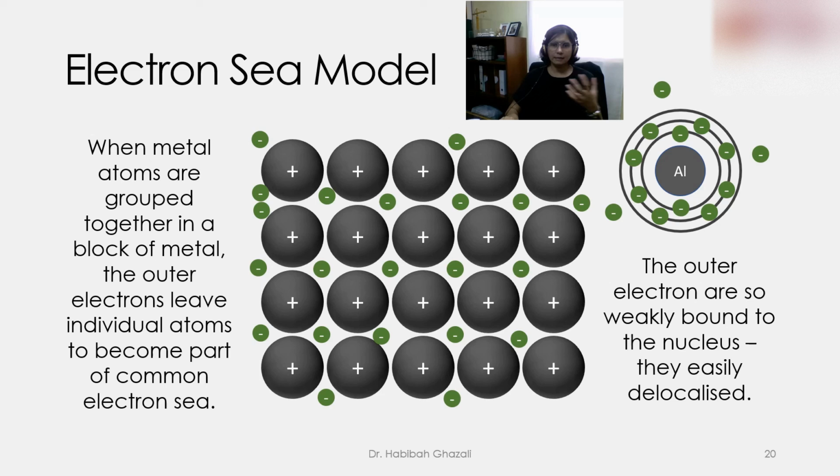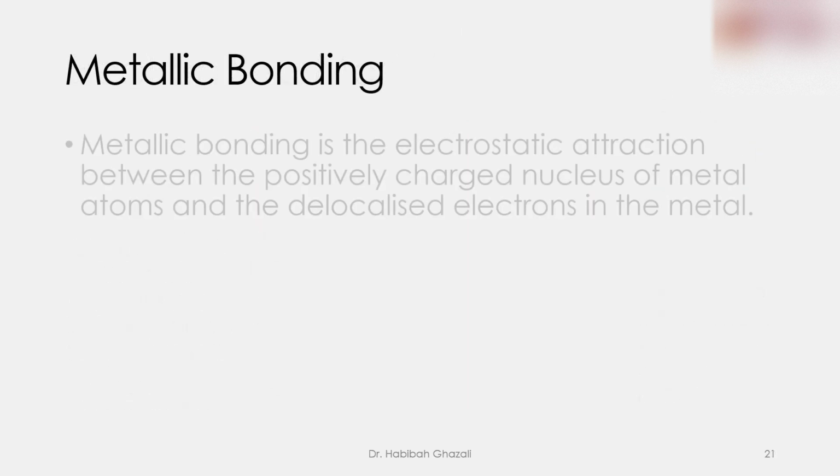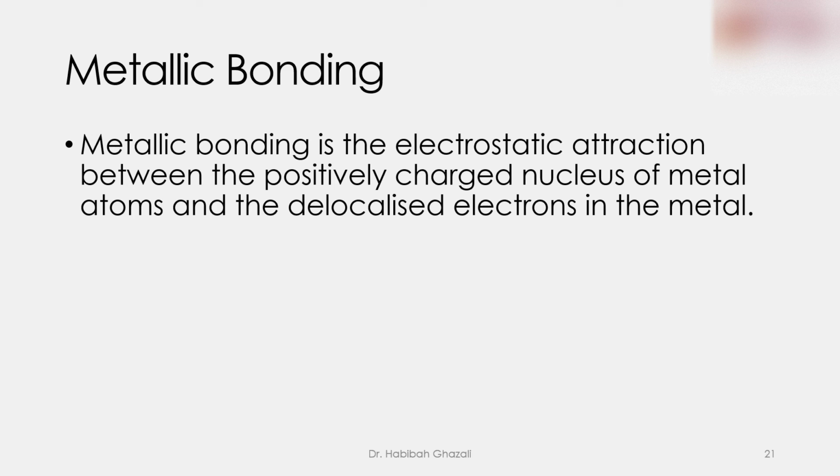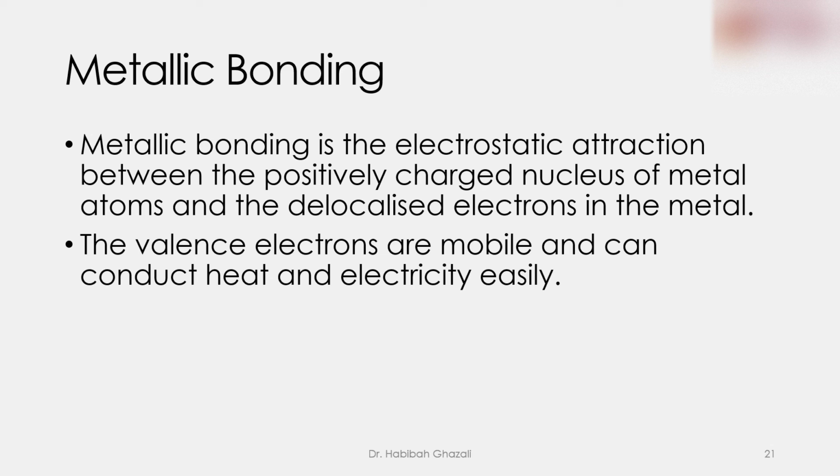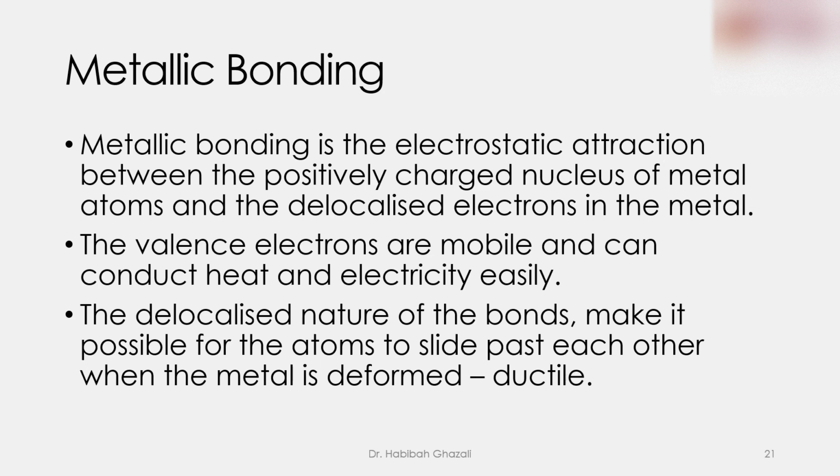So it creates a sea of electrons, and the positive nuclei are held together in this sea of electrons. That's the basic concept of metallic bonding. In summary, metallic bonding is the electrostatic attraction between the positively charged nucleus of the metal and the delocalized electrons in the metal. The valence electrons are mobile and can conduct heat and electricity easily. The delocalized nature of the bond makes it possible for the atoms to slide past each other when the metal is deformed. So it makes them ductile.